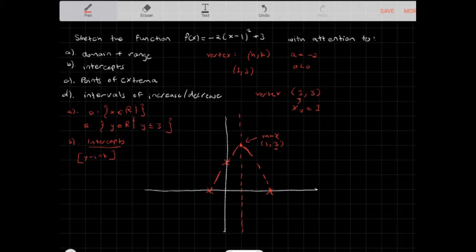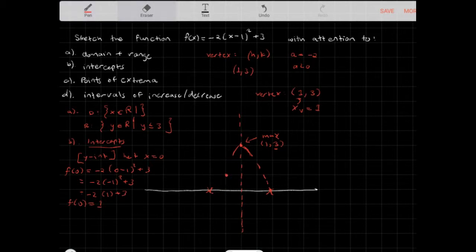If you want to solve for your y-intercept, you can let x equal 0. So I'm plugging in 0 for x, so I'm doing f(0). It's -2(0 - 1)² + 3, which is -2(-1)² + 3, which is -2 times 1 plus 3, which is 1. Okay, so f(0) is 1, so technically the point should actually be there, right?